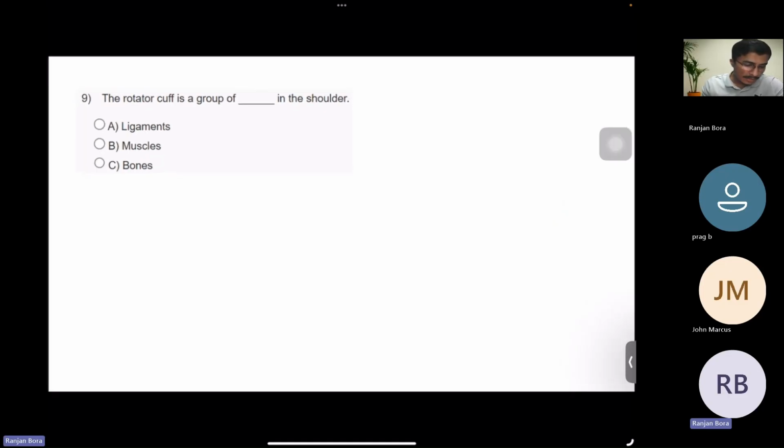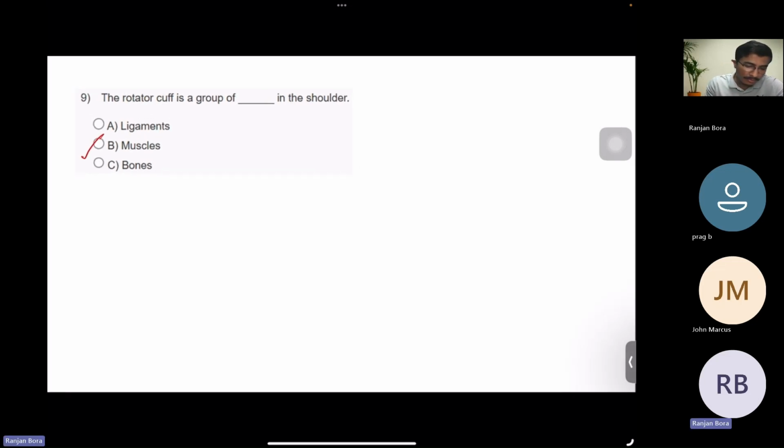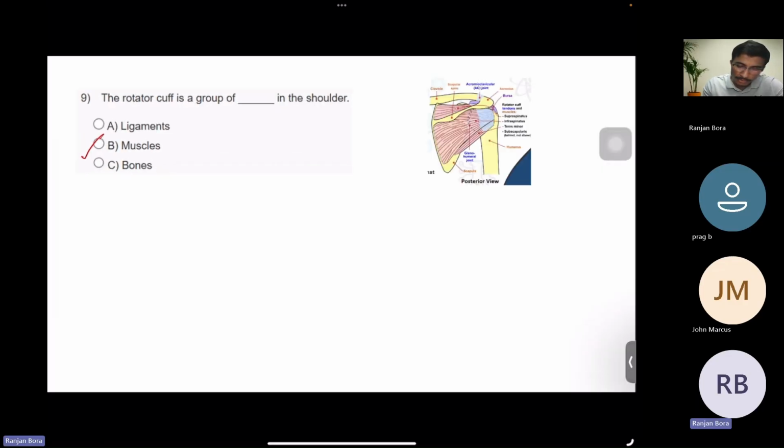And the next is, the rotator cuff is a group of what? What is this rotator cuff in the shoulder? Yeah, B, muscles. So here is the rotator cuff, tendons and muscles. This is the rotator cuff.